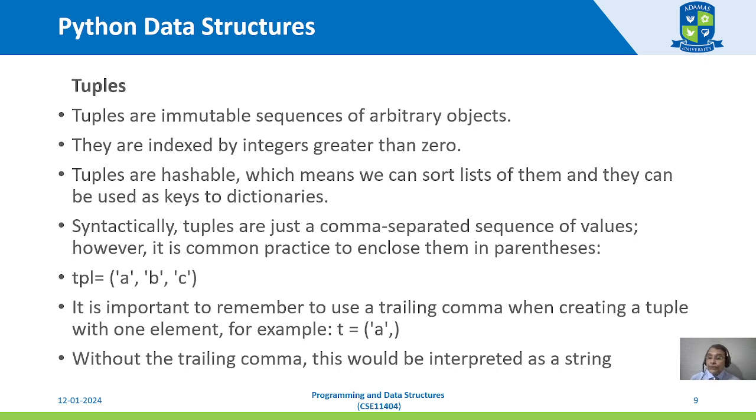Now, another important tuple declaration: if we do not give a comma after giving a single value within a tuple, then it becomes a string. That we need to remember. Without the trailing comma it becomes a string.